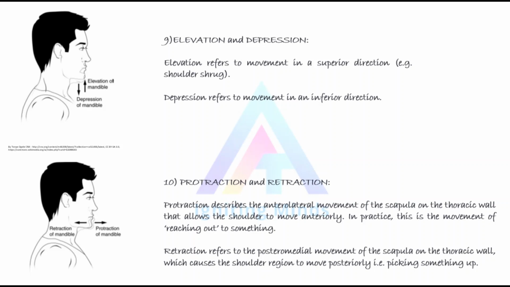The last one is protraction and retraction. Protraction describes the anterolateral movement of the scapula on the thoracic wall that allows the shoulder to move away anteriorly, as if you are reaching out to something. Retraction refers to posterior medial movement of the scapula, which causes the shoulder region to move posteriorly, as if you pick up something. So this protraction and retraction also happens at the mandibular joint. So these are the various types of movements that happen in human body.